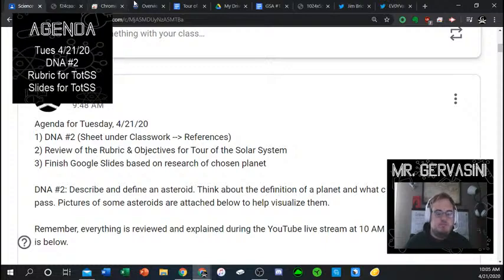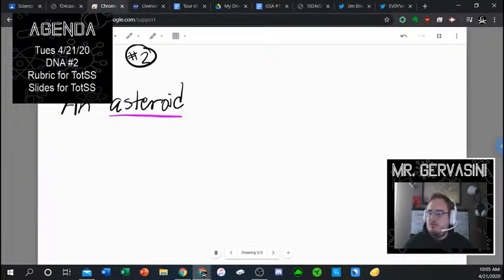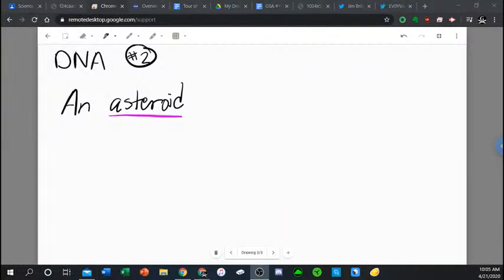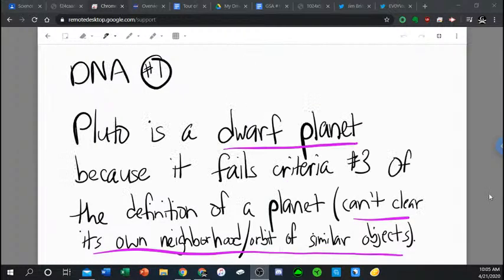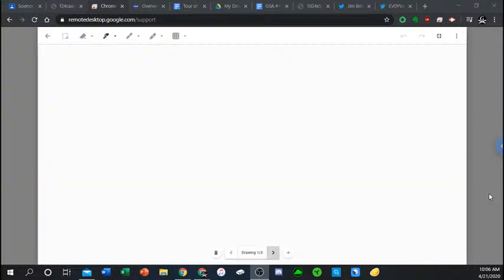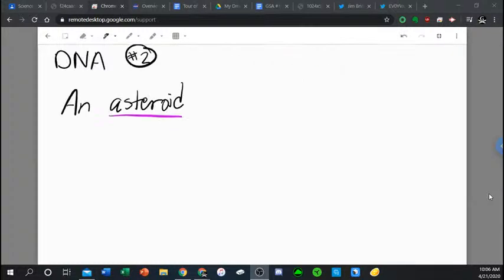So just to remind you from yesterday, they failed criteria number 3, right? Dwarf planets can't clear their own neighborhood of similar objects. It's in its own path, right? And so the other two criteria are being spherical and orbiting the sun. So out of being spherical, orbiting the sun, and clearing its neighborhood, which one do asteroids fail? Which ones do they pass? And could you use that to come up with a definition for an asteroid? Which is what we'll do in a few minutes.